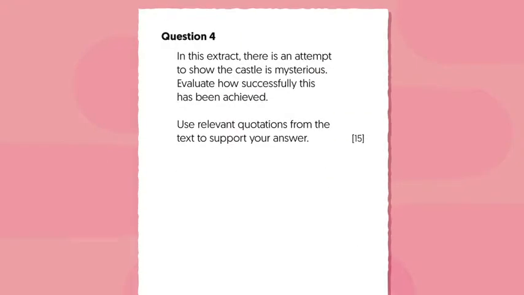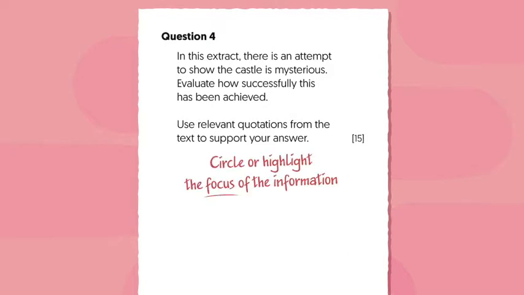So let's have a look at how you'd answer this type of question. First things first, read through the question. In this example we have, in this extract there is an attempt to show the castle is mysterious. Evaluate how successfully this has been achieved. So, to make it easy to stay on track, it's useful to circle or highlight the focus of the information you're after. In this case, you should highlight, castle is mysterious, so you know to look for how successfully this is shown in the extract.